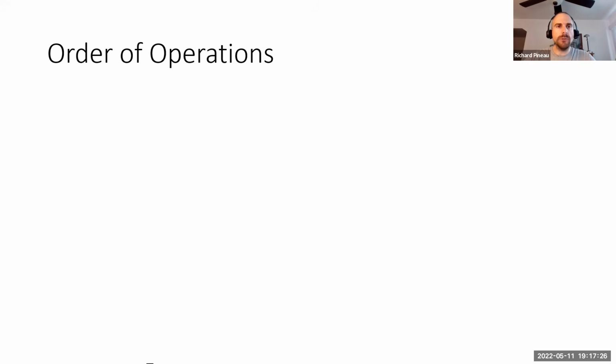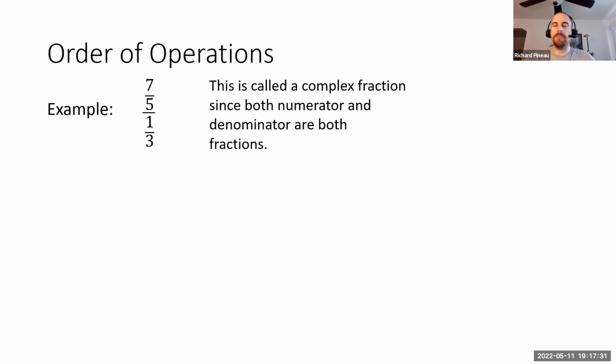So let's put this to use. There we go. 7/5 divided by 1/3. All right, well, to complicate your lives, this is called a complex fraction. Why? Well, the numerator and the denominator are both fractions.